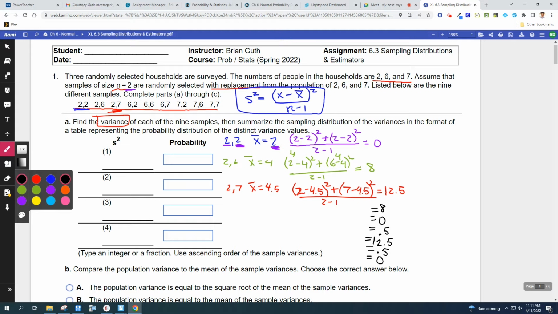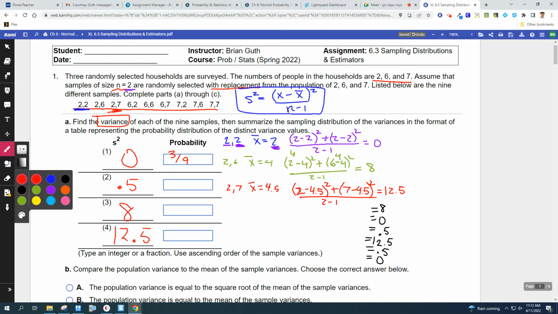And so these are the variance values for each of those sample points, right? And so what they want you to do is kind of put them in order in this table. So I've got a 0 and a 0.5 and an 8 and a 12.5. I've got 4 different values. And then their probabilities, since there are 3 of the zeros, that probability would be 3/9. Not sure if you have to reduce that to 1/3 or not.